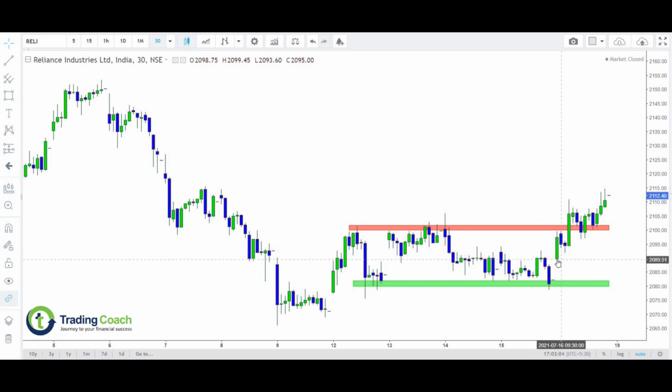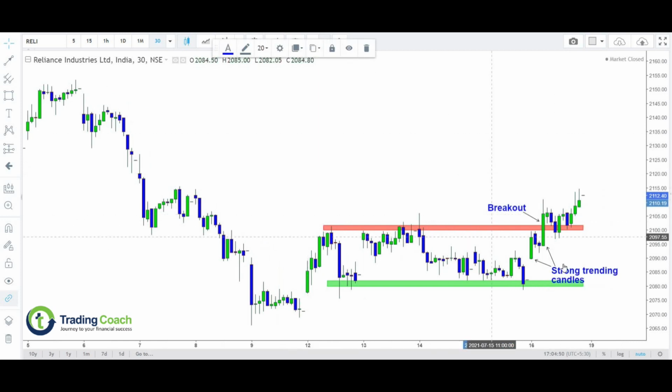Alright. So the first trending candle is a little smaller, whereas the second trending candle is very large. You can clearly notice that. We see strong trending candles, and along with them we can see a very good breakout. Based on this observation we can understand that buyers are dominating the price. So now let us study the price action over here.